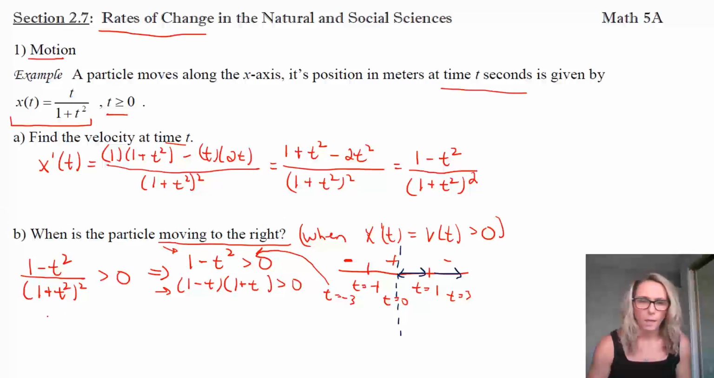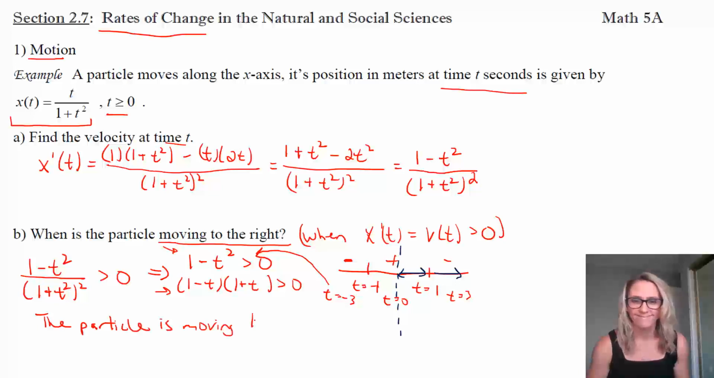So I can say the particle is moving to the right, since that is the question. Moving to the right when t is greater than or equal to 0, less than or equal to 1.